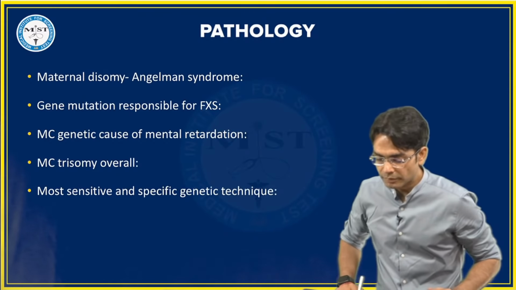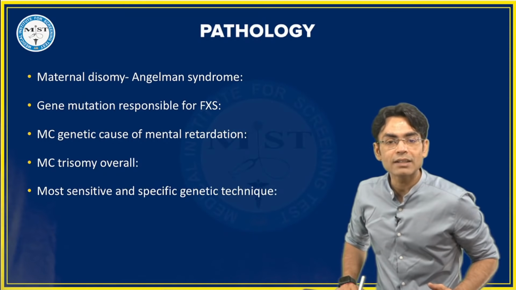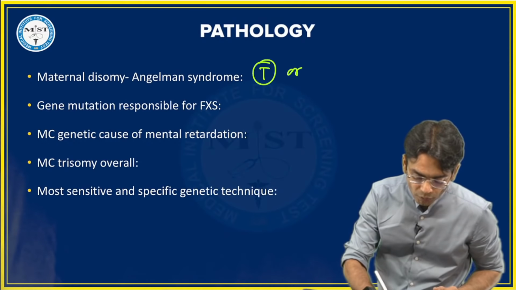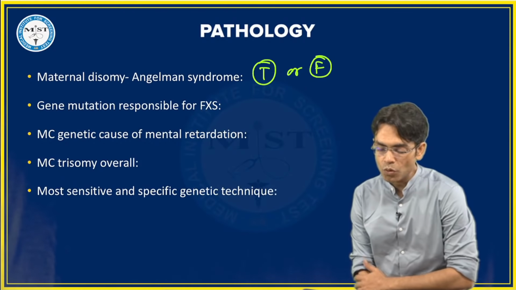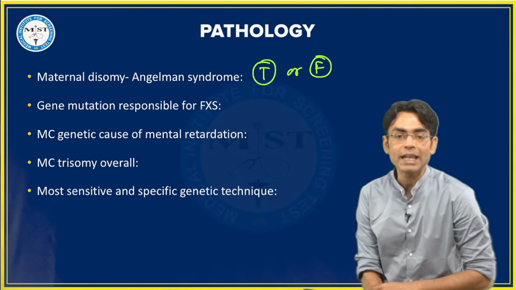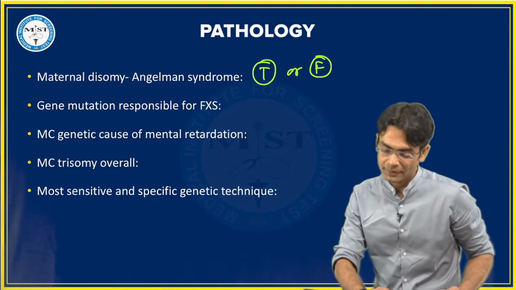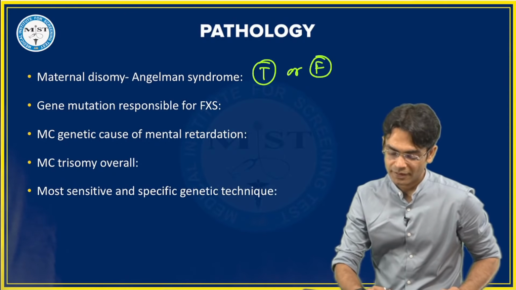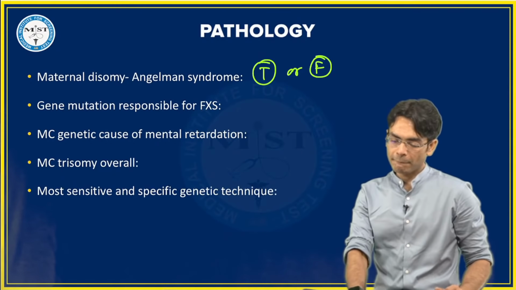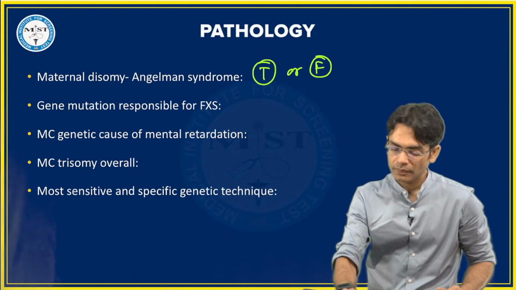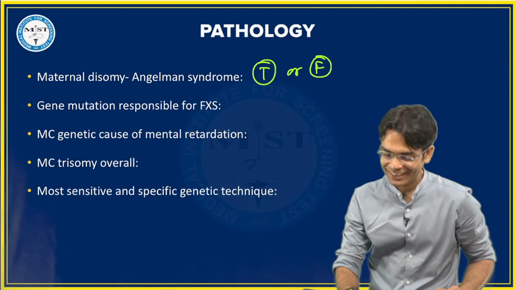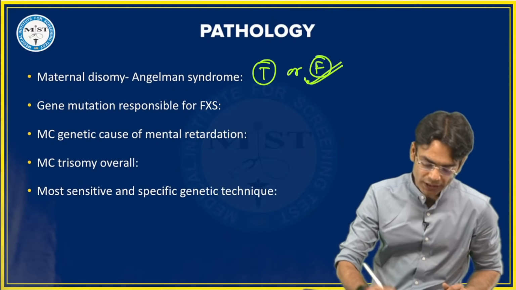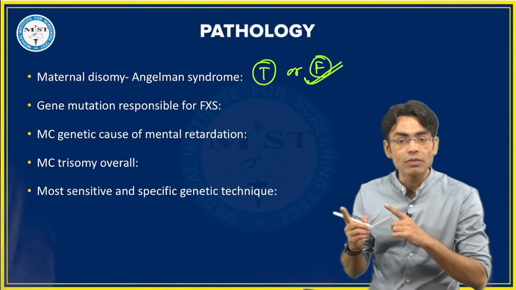चलिए ये बताइए बेटा. Next बताइए. Now maternal disomy, Angelman syndrome. क्या ये सही है? Is this true or false? Maternal disomy, Angelman syndrome. सही है गलत? False. Absolutely. Maternal disomy will lead to Prader-Willi, not the Angelman syndrome.